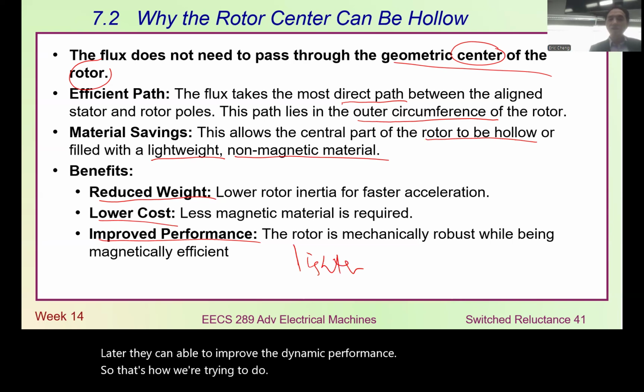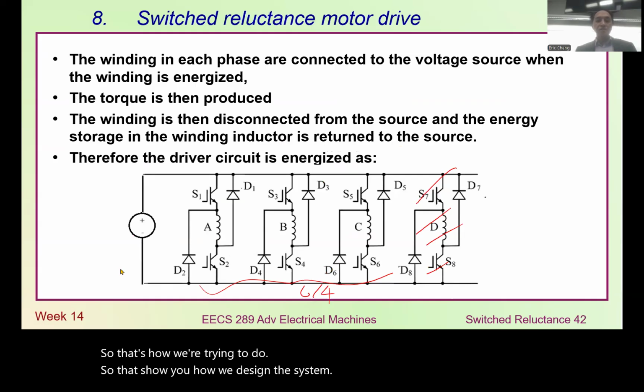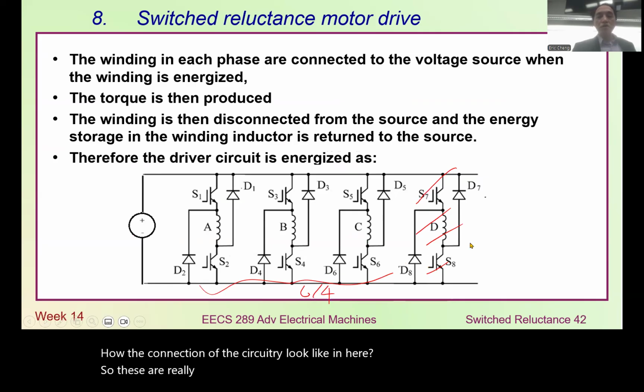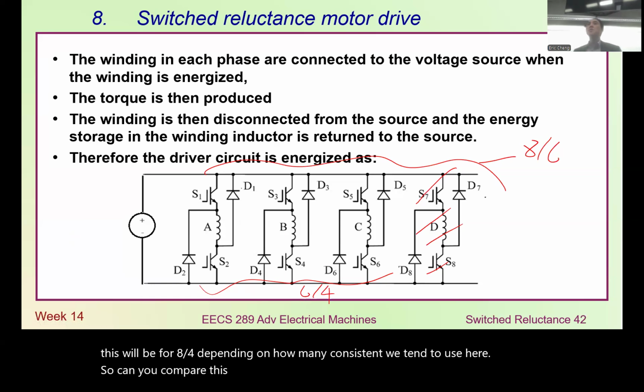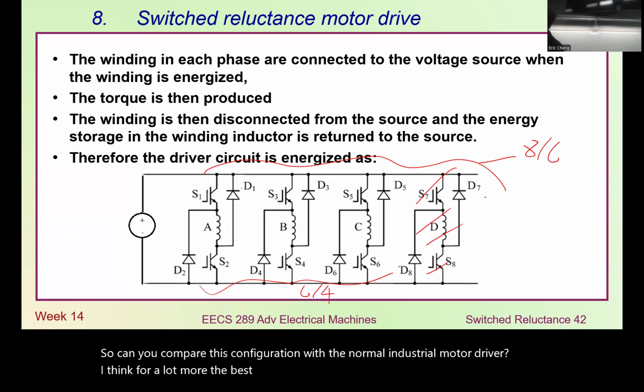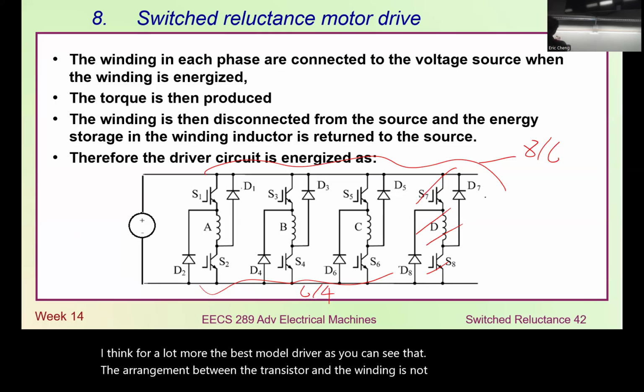So that shows you how we design the system. Next, we can see what the connection of the circuitry looks like here. These are really typical machines. For instance, if this is for X6, this will be for X4, depending on how many transistors we use. Can you compare this configuration with the normal induction motor driver? For a normal induction motor driver, the arrangement between the transistor and the winding is not like that.